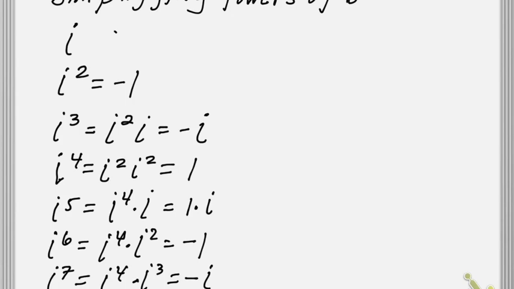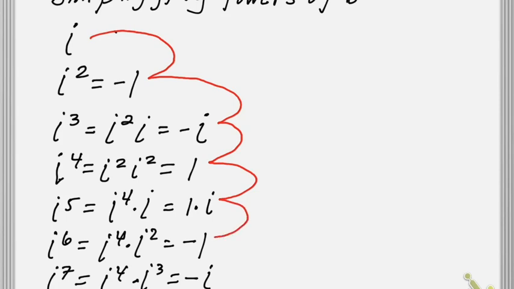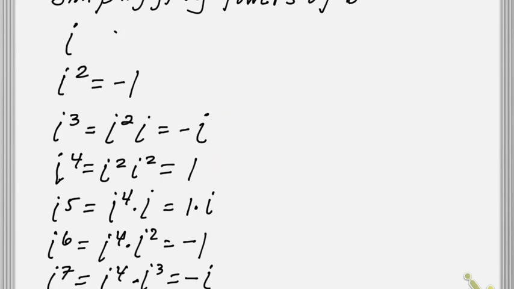Now look at this pattern here. I'm starting off at i, -1, -i, 1. i, -1, -i, 1. And that's the pattern. And it just continues for all powers of i.